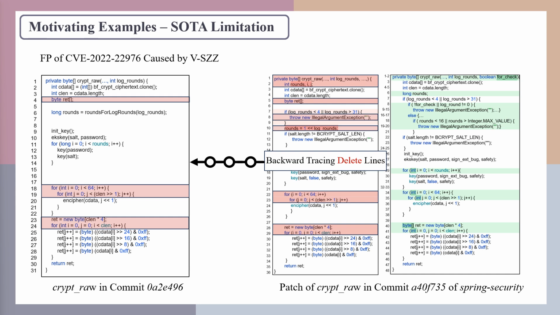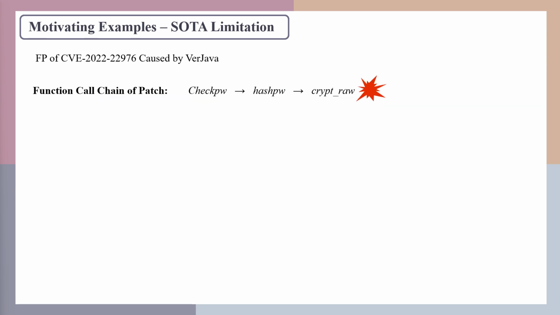First, in this case, VSZZ regards each deleted line as equal and wrongly traces lines 22, 23, 28, and 29, which are vulnerability unrelated, causing 91 false positive versions in this case. Another limitation is that it cannot deal with a patch with only added lines because it depends on git blame to trace the deleted lines and overlooks the fixed features, which can cause false negatives.